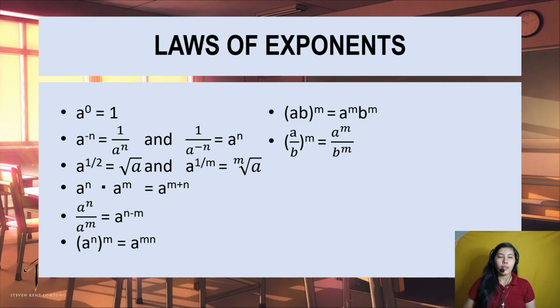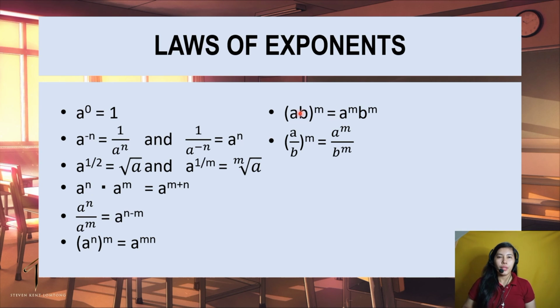Then, the product of a raised to n and a raised to m: just add the exponents, so a raised to m plus n. Then, for the quotient of a raised to n and a raised to m, you just have to subtract their exponents, a raised to n minus m. Then, for a raised to n, raised to m, that's product lang, so i-multiply lang natin yung exponent ng dalawa. We have a raised to mn.